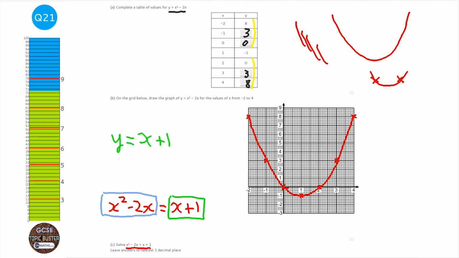Now y equals x plus 1 has a gradient of 1, and the y-intercept is 1. So I'm going to plot the y-intercept at 1, and for every 1 we go across, it goes up 1. So I'm going to just do that, and you could do this with a table of values. That would be fine as well. I'm going to go the other way, so for every 1 to the left, it goes down 1. Like so. Let's join it up.